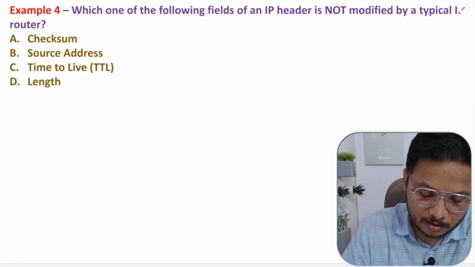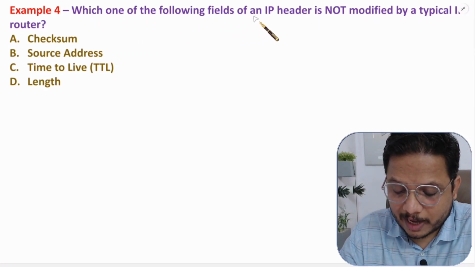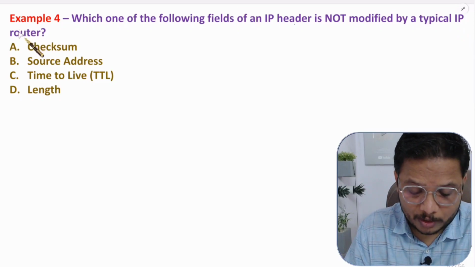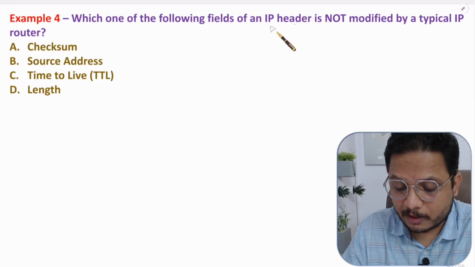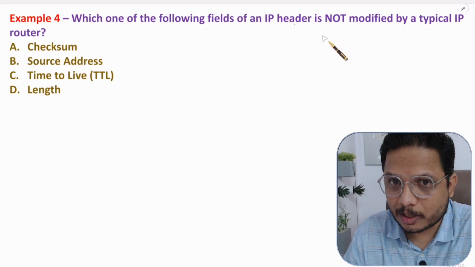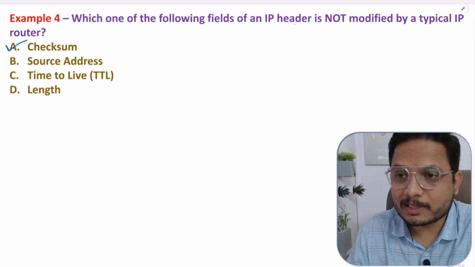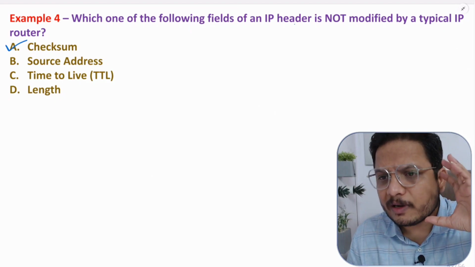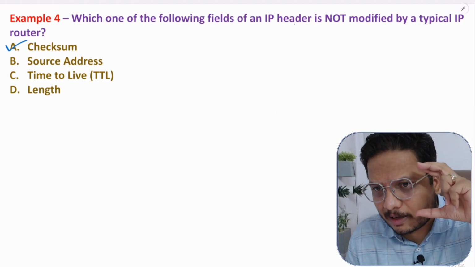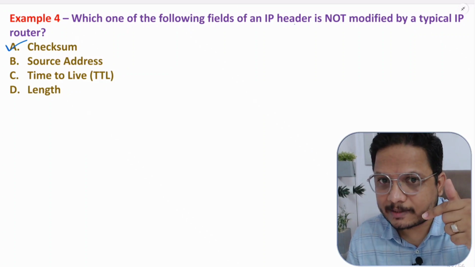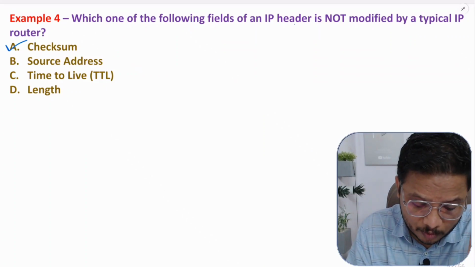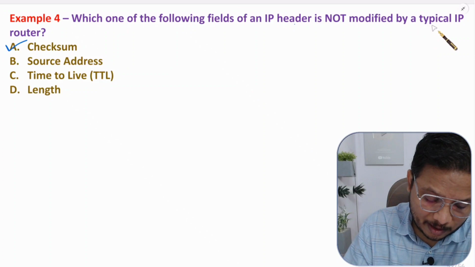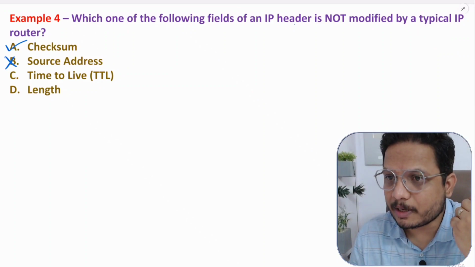Now let us have the fourth question. See, in the fourth question, which one of the following fields of the IP header is not modified by a typical IP router? So obviously checksum is modified. Why is checksum modified? The reason is after every route, some fields will change inside that header, and because of that the router will modify the checksum, right? I have explained that. See, source address cannot be modified, right? Source address cannot be modified by an IP router.